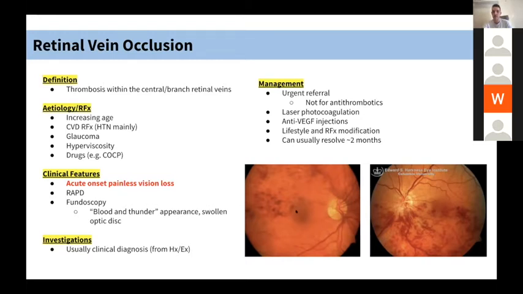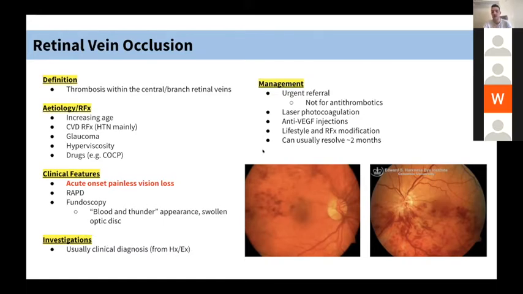In terms of the fundoscopy as well, this is a typical picture that you need to just embed into your mind, because you'll see it all the time, with this blood and thunder type appearance that's mentioned, because it looks quite nasty. There's just lots of little hemorrhages everywhere, and it just doesn't look very nice. So anytime you see this, you will just know vein occlusion.